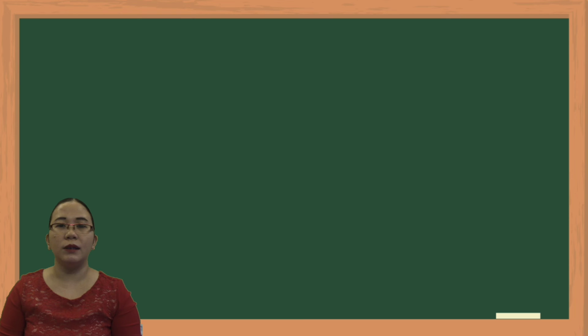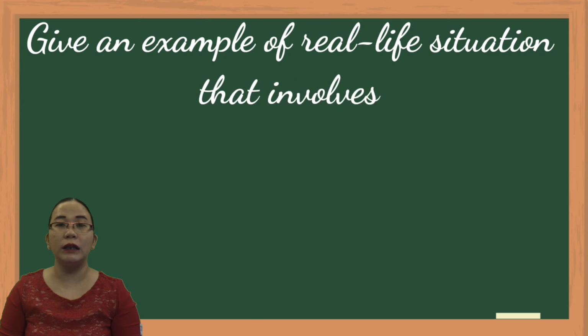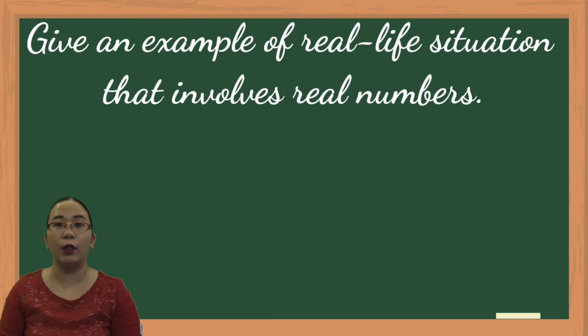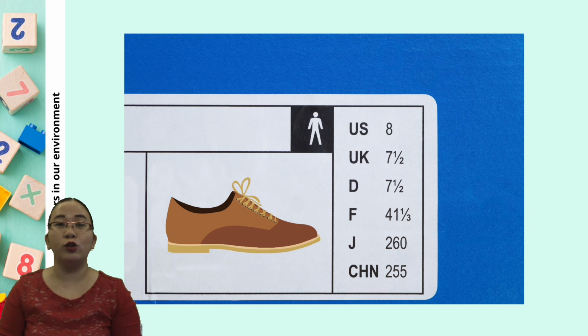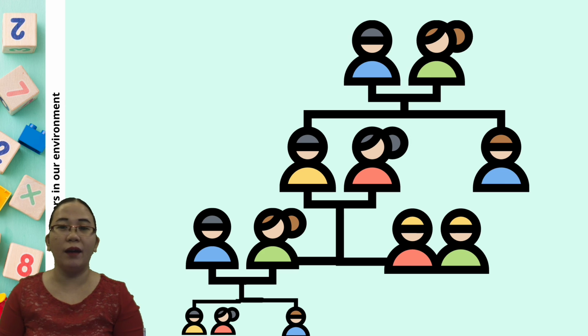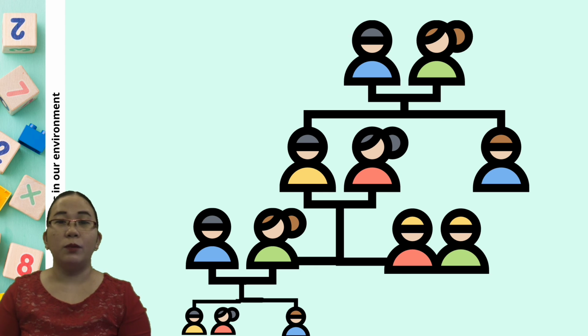Okay, now, let's give an example of real-life situation that involves real numbers. Number 1, your shoe size. It is fraction. There are sizes 6, 9 and a half, and so on. Number 2, the number of your brothers and sisters you have. This is an example of whole numbers. May posibilidad na marami kayong kapatid or pwede rin namang wala kayong kapatid.